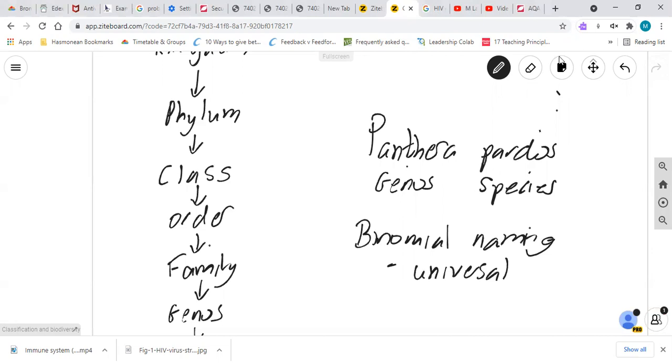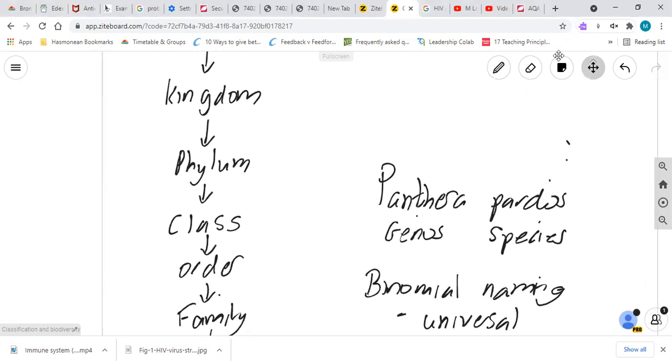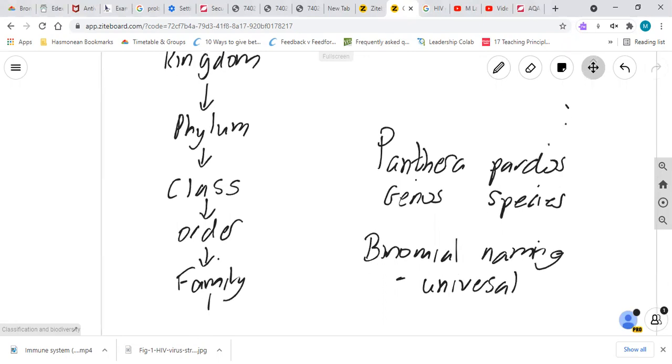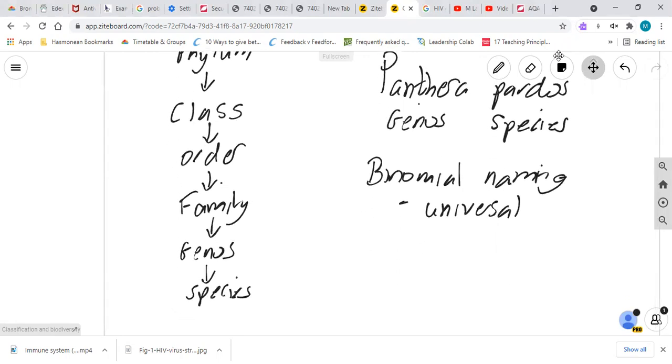You do not need to be able to classify any organisms. You are expected to know the animal and plant kingdom, and you are expected to take this and be able to fill in the genus and the species.